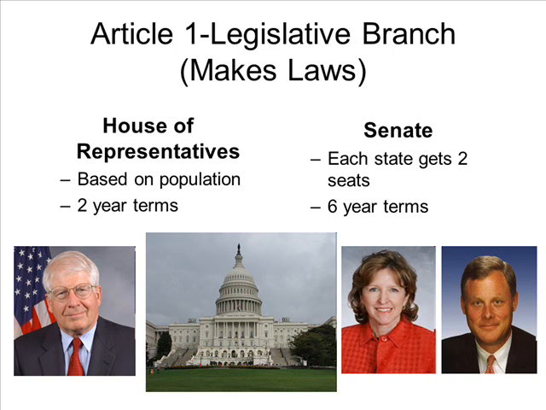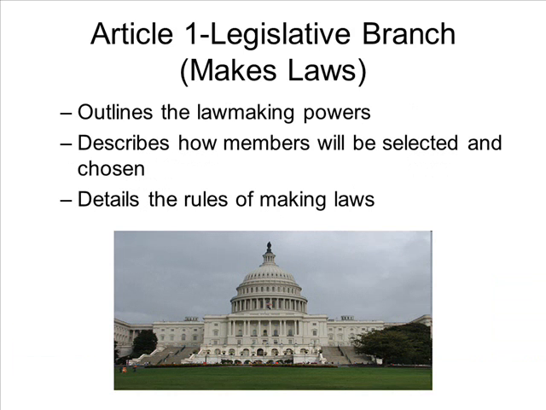There are 7 articles to the Constitution. Article 1 covers the legislative branch, which is our branch of government which makes laws. We have our House of Representatives and our Senate. Article 1, which details the legislative branch, outlines their lawmaking powers. It tells you the qualifications to be a part of the legislative branch. It describes how members will be selected and chosen, and it details the rules of making laws.